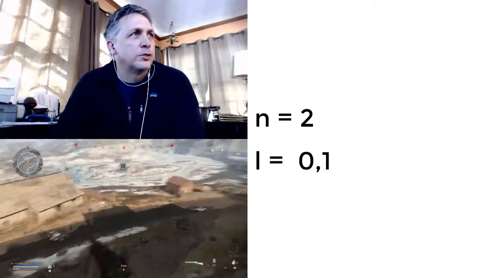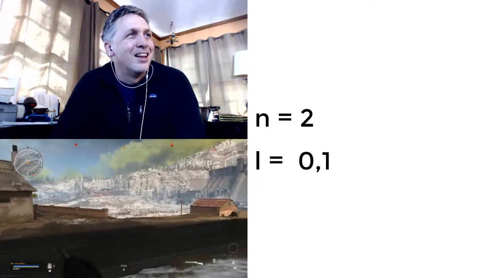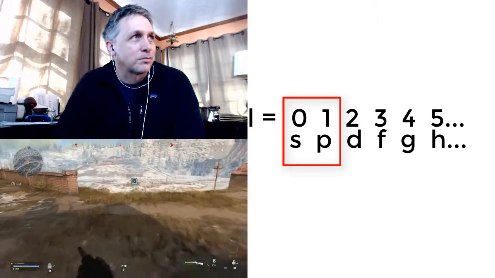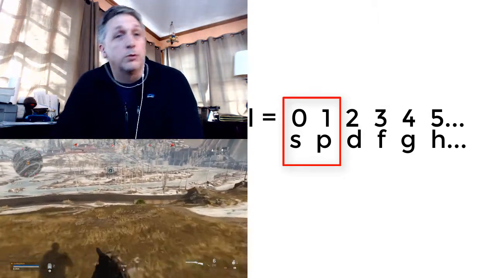When you're in shell 2, again, you've got 2 subshells, S and P, which represent subshells L equals 0 and L equals 1.